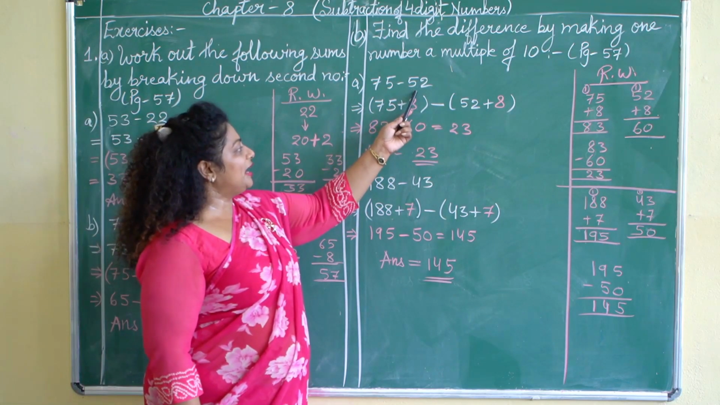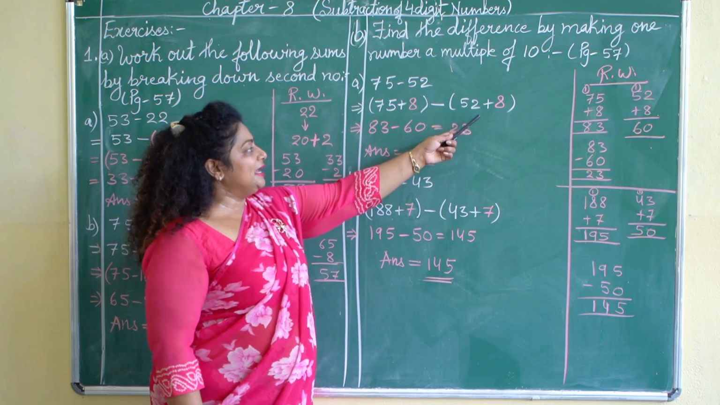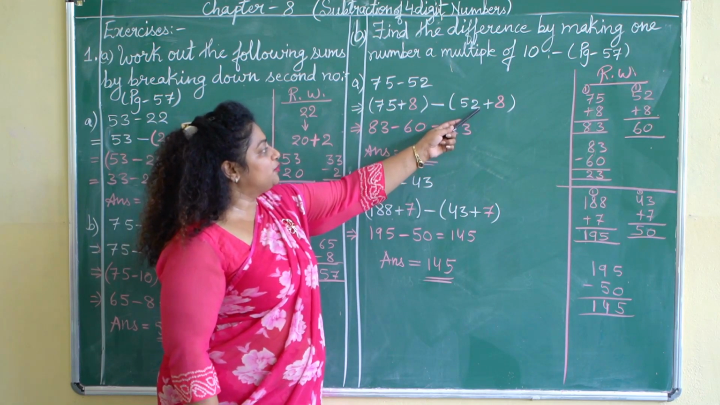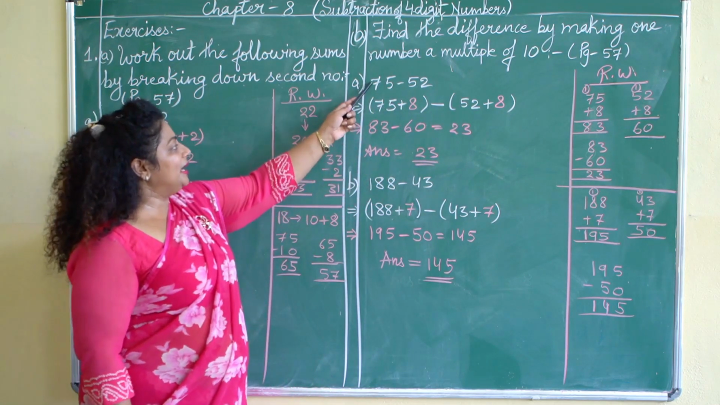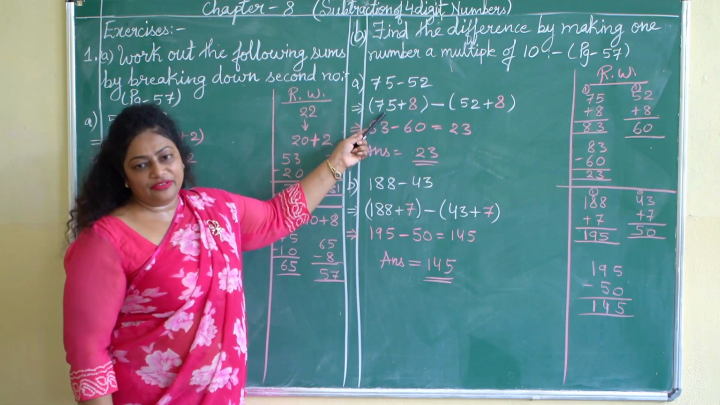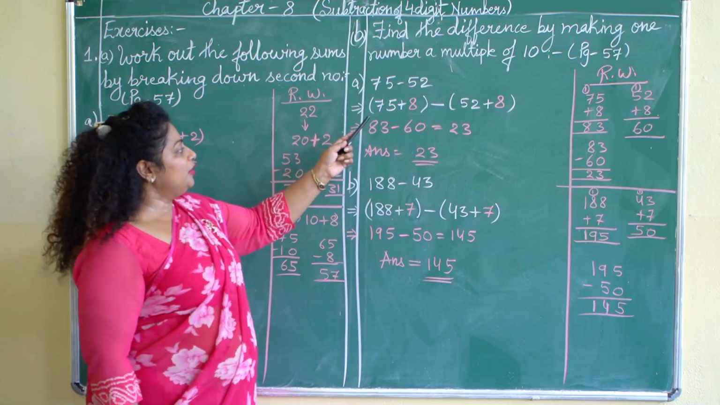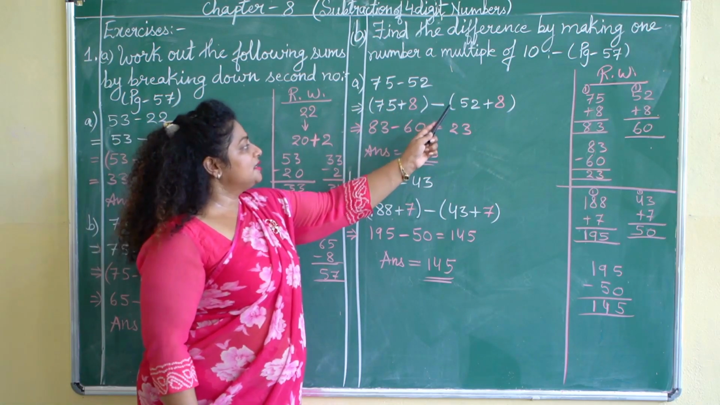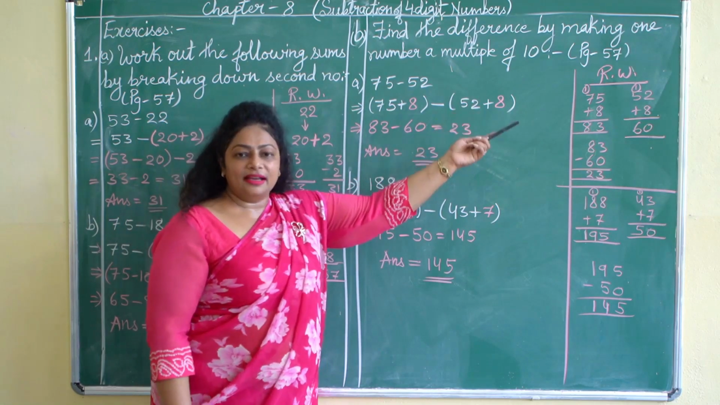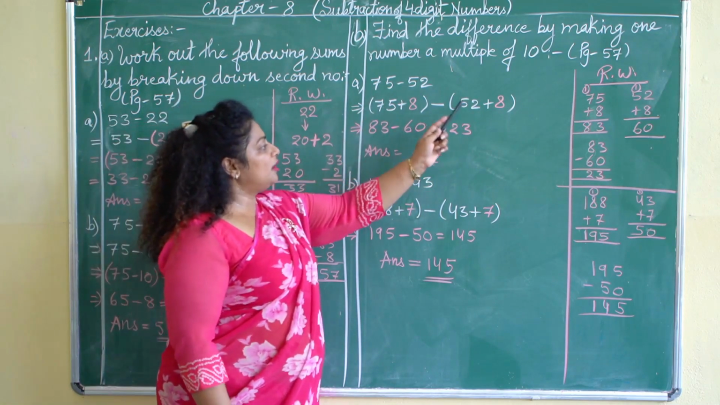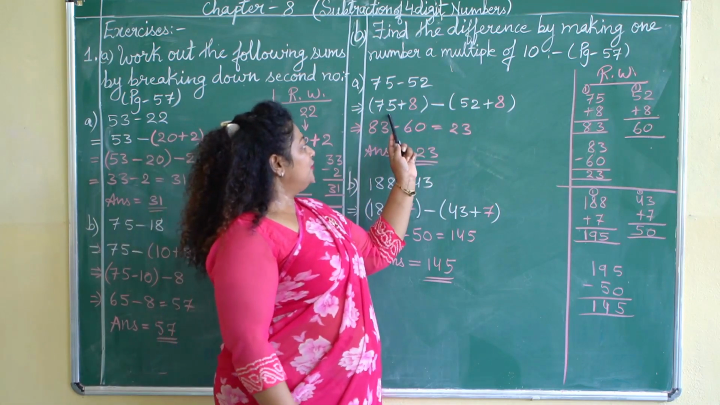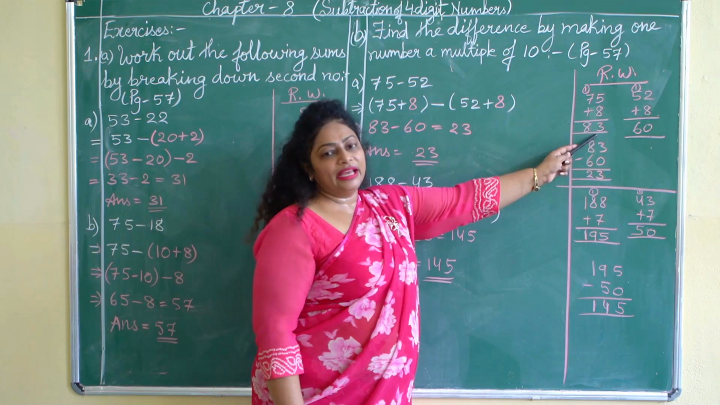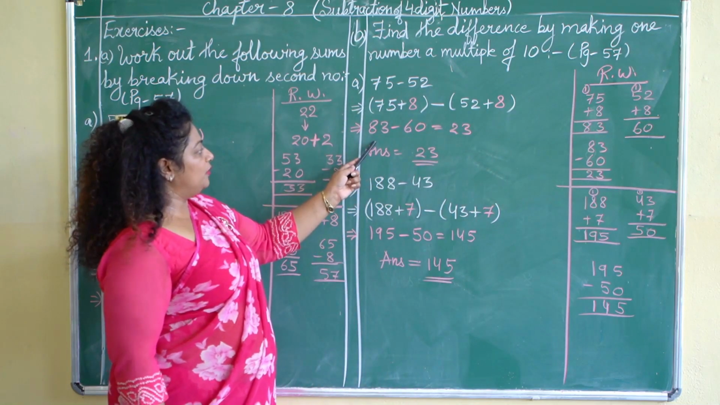So this 52 can be converted into 60 by adding 8. Since we have added 8 to 52, we have to add 8 to 75 also. So the line we got is 75 plus 8 in one bracket minus 52 plus 8 in the other bracket. Now let us solve the brackets. In the first bracket it is given 75 plus 8. It will give you 83. So let's write 83 over here.